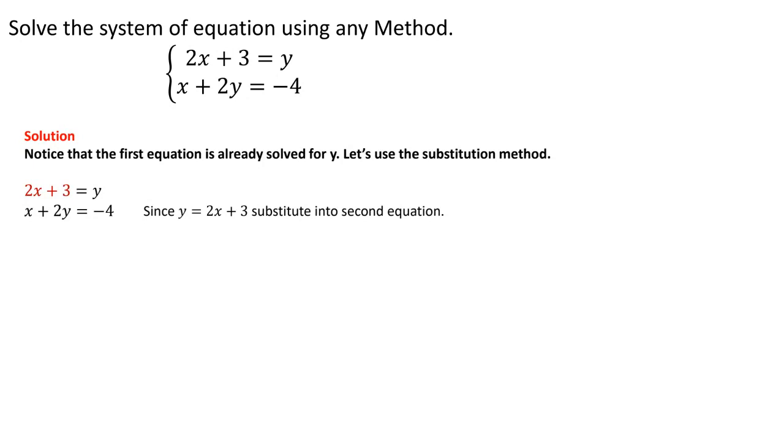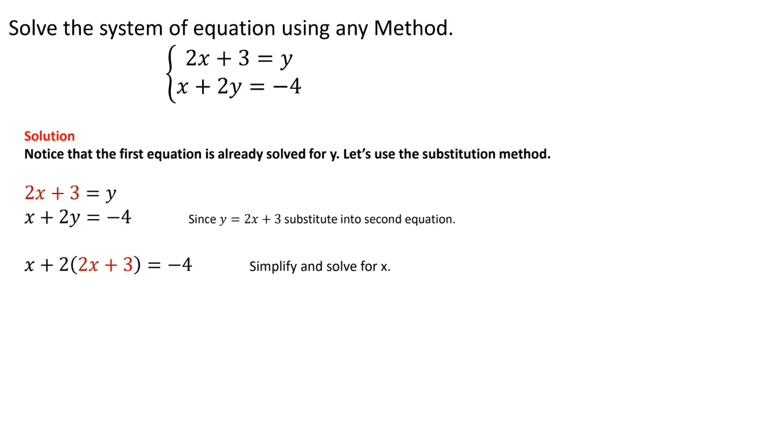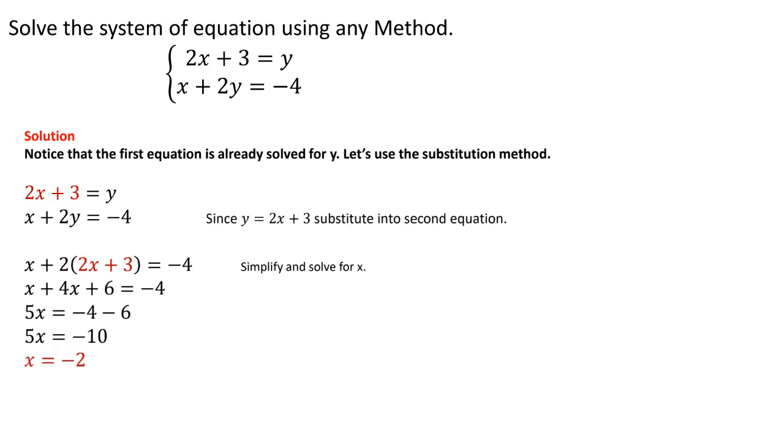What I'm going to do here is, since the first equation is telling me that y is equal to 2x plus 3, I'm going to take that information and plug it into the second equation. So I have x plus 2y. Well, instead of y, I'm going to replace it with 2x plus 3. That's going to look like x plus 2 times 2x plus 3 equals negative 4. So now I can simplify and solve for x.